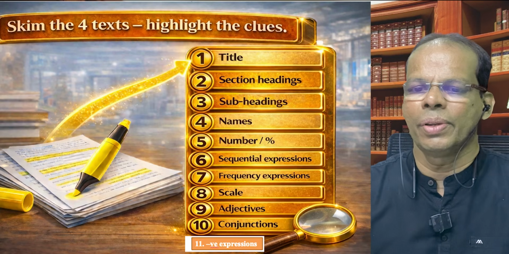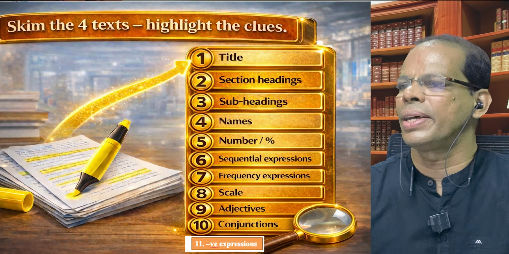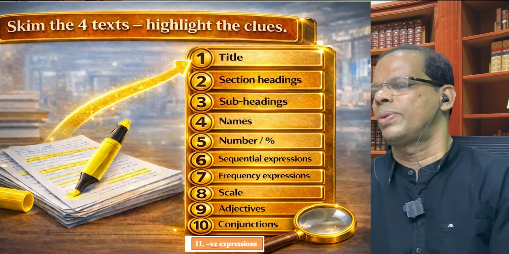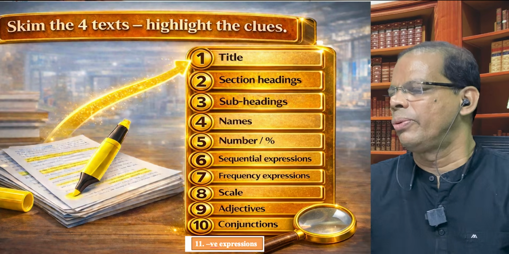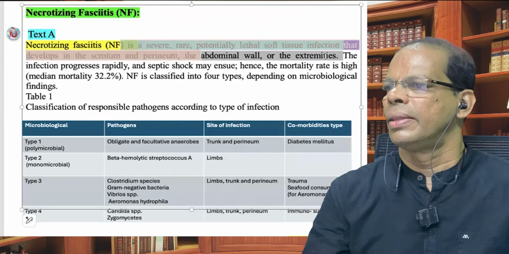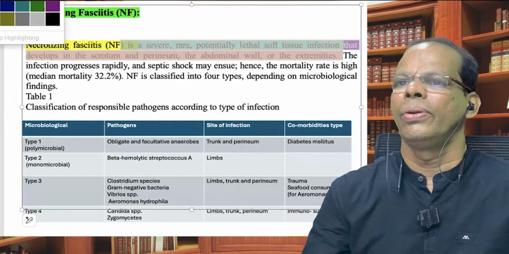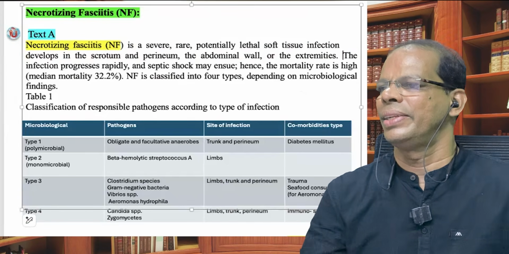Have you written this down? Maybe just write down these clues quickly in your notes: title, section headings, subheadings, names, numbers or percentages, sequential expressions, frequency expressions, scale, adjectives, negative expressions. You have to identify these things while skimming the text. If there is no heading, you have to look for the topic sentence. You get the heading. So this is the definition.